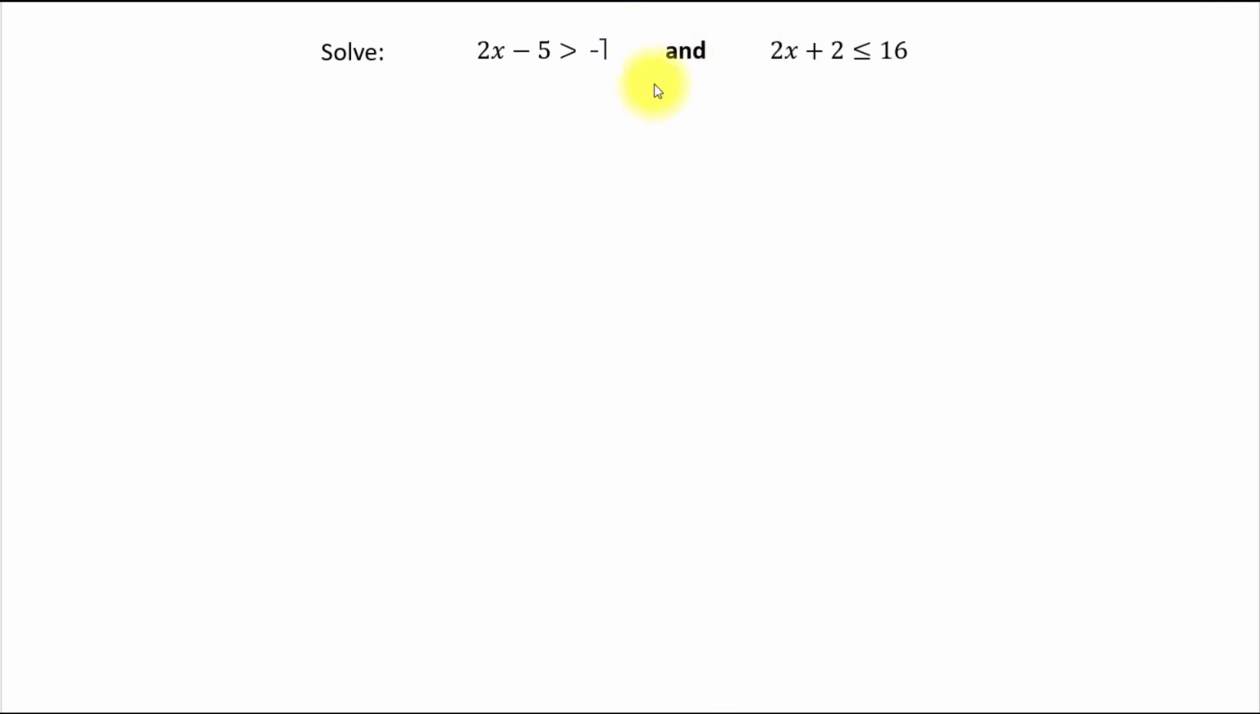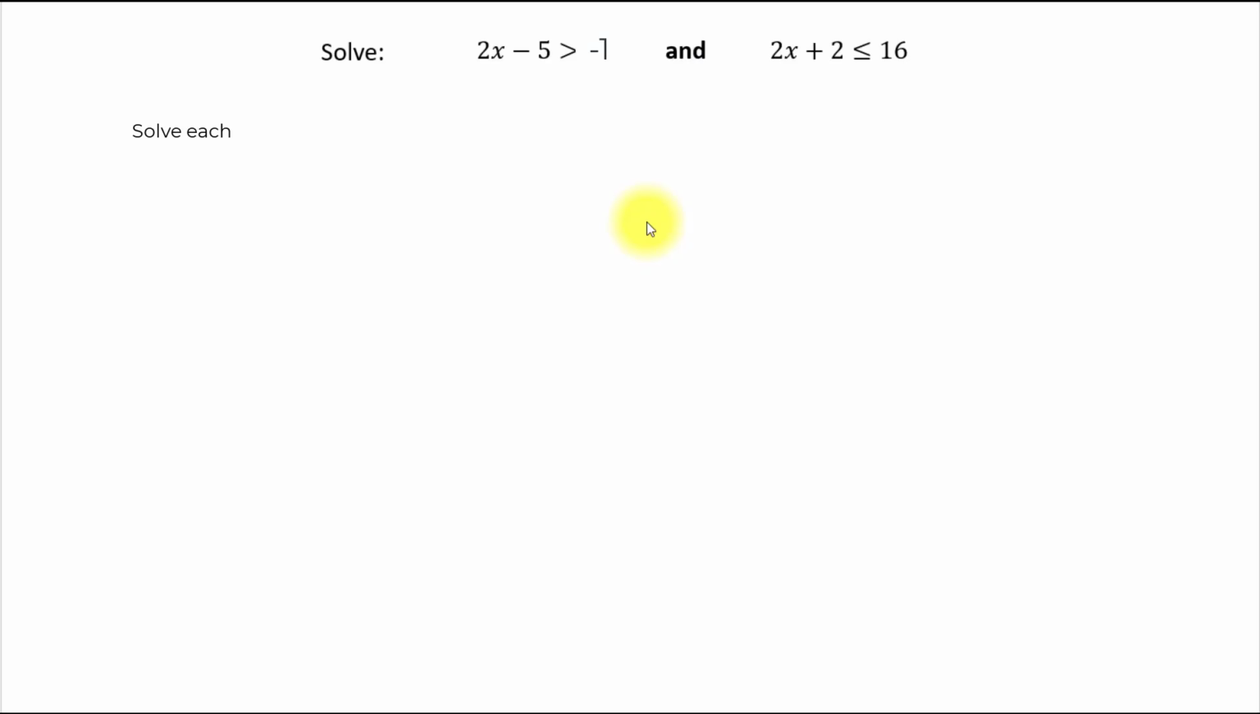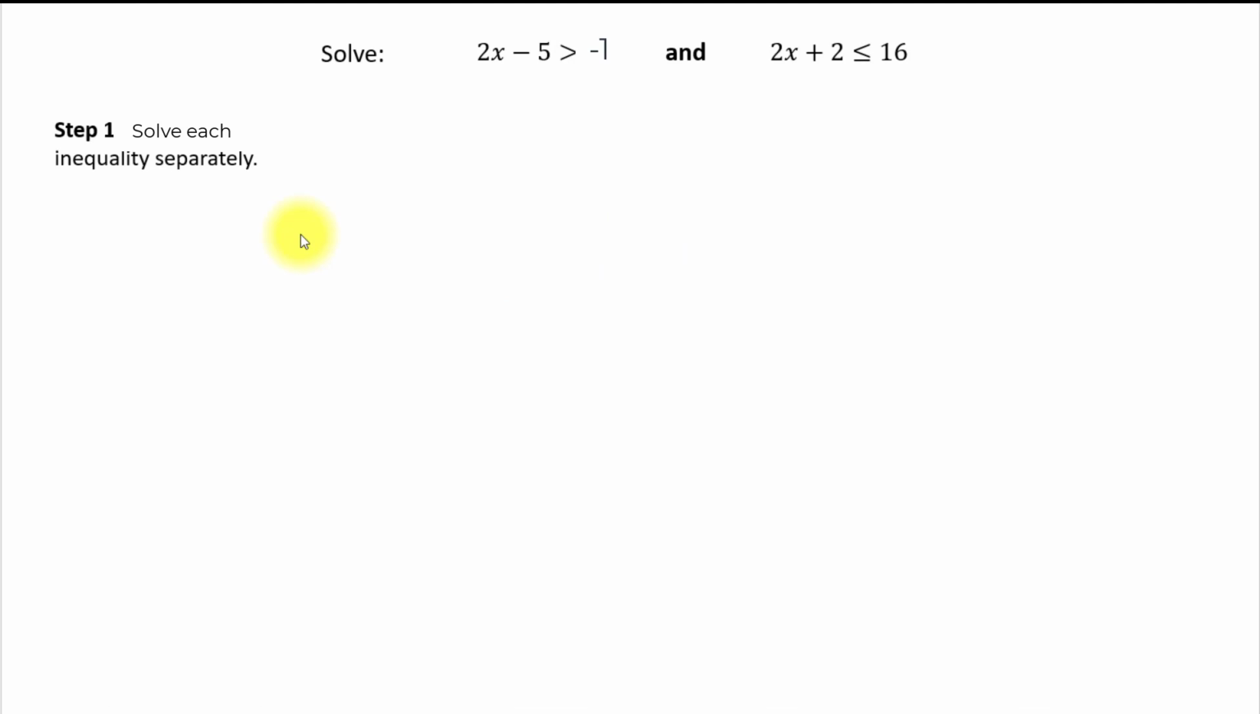Now this word "and" plays an important role, and I'll explain it in a few moments. Let's start solving this compound inequality step by step. In step number 1, we need to solve each inequality separately, so we're going to focus on one at a time. Let's do the first one.